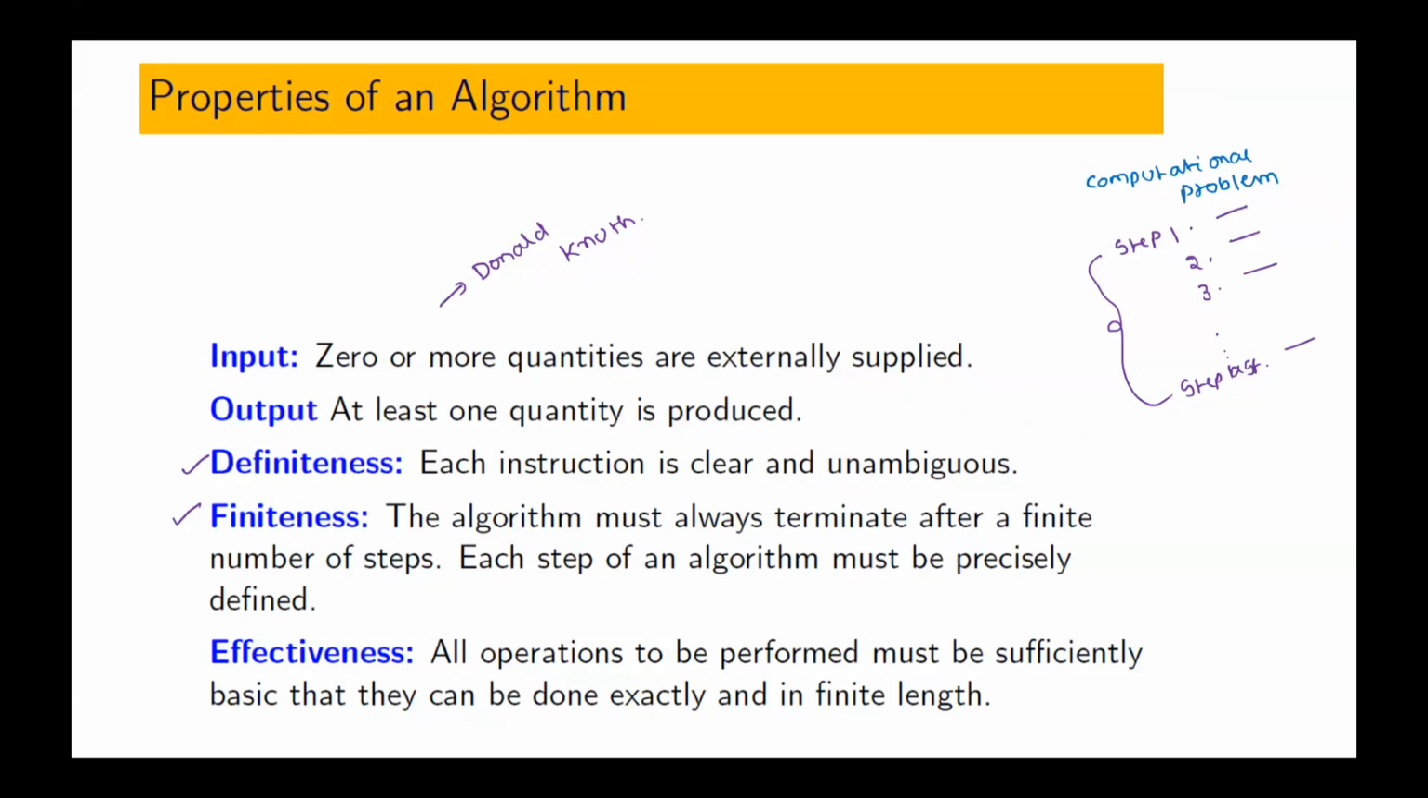Next, what does finiteness mean? Does it mean that the algorithm should have a finite number of steps? For example, if there are 20 steps, step 1, step 2, step 3, up to 20, can you say that the finiteness property is automatically satisfied?